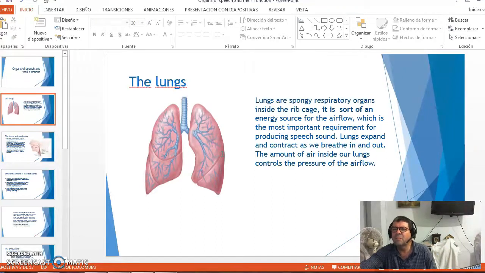I'm going to start with the lungs. Lungs are spongy respiratory organs inside the rib cage. It is sort of an energy source for airflow, which is the most important requirement for producing speech sounds. Lungs expand and contract as we breathe in and out. The amount of air inside our lungs controls the pressure of the airflow.